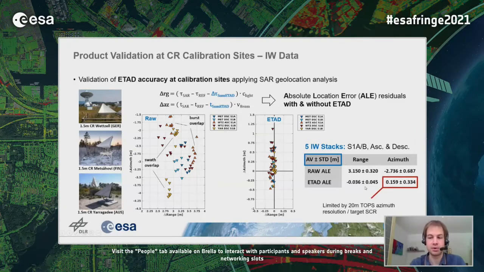For azimuth, I want to point out a small disclaimer we put on the quality of the product itself. We have to take into account the target signal to clutter and so on. With the 20-meter resolution of IW, of course, we cannot expect much more than a few decimeters. This we don't attribute to our product, but to the Sentinel background data.